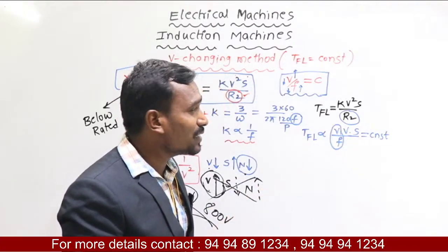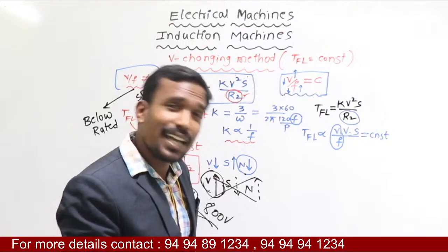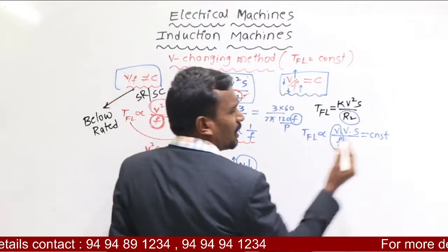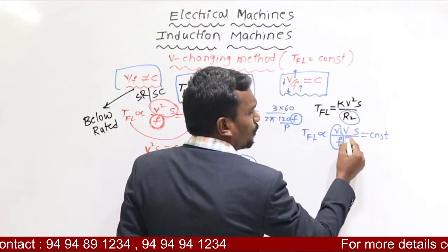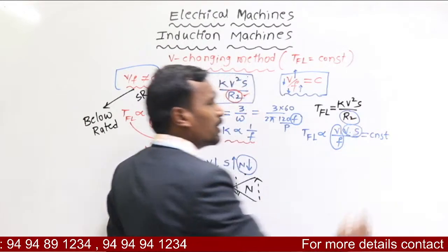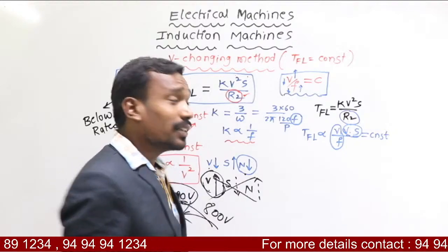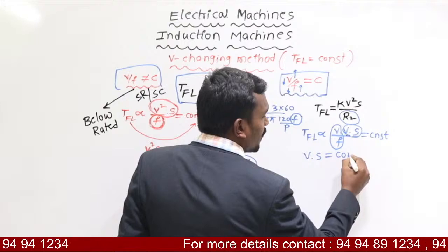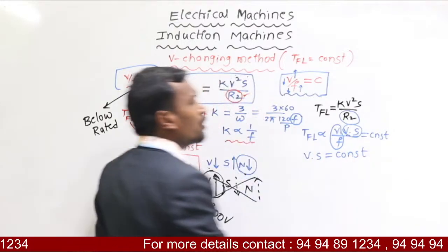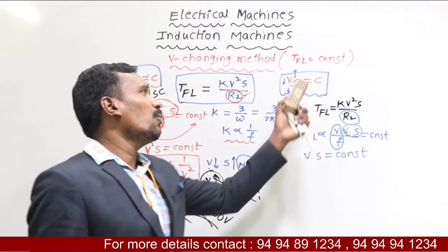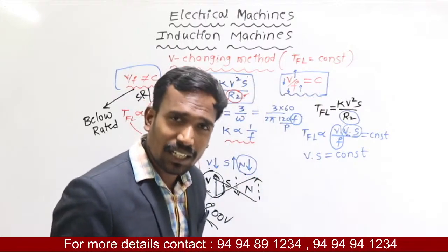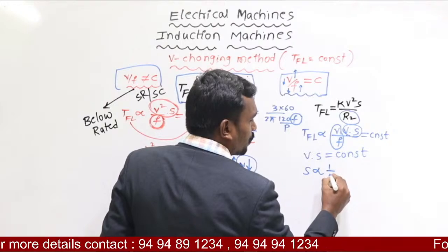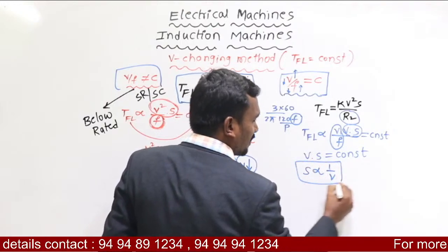There is no change of V by F ratio, 8, what we saw up to now. So this is already constant. So to get a constant full load torque, this combination should be constant, nothing but V into S should be constant. This is the condition to get a full load torque constant when V by F ratio is constant. Nothing but the slip is inversely proportional to voltage.